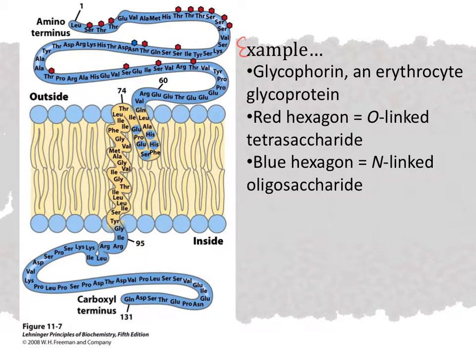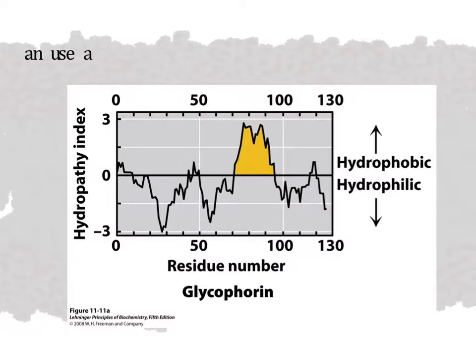So one method that they use is called the hydropathy index or hydropathy plot. That's supposed to say "can," not "an." Okay, these are really cool.